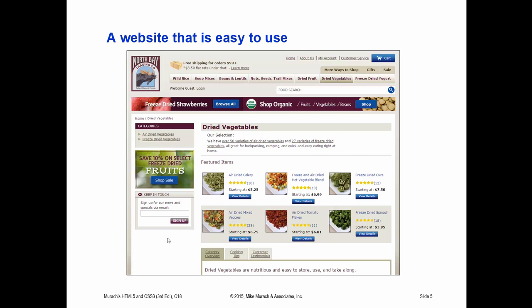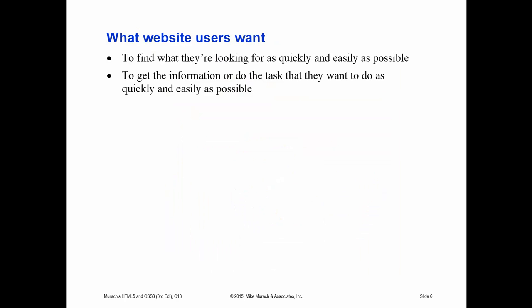Well, again, as I mentioned, we're going to talk a lot in here and have a lot of guidelines in here. All right, a website that is easy to use. What website users want: define what they're looking for as quickly and easily as possible. There's something in website design that's known as the 3-click rule that says in an ideal world, no matter where you are on a website, you'll be able to get where you want to go within 3 mouse clicks.